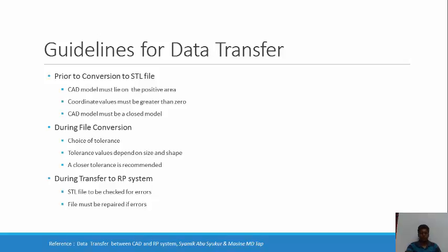A closer tolerance is recommended as it will approximate the model more accurately compared to a wider tolerance value, but a closer tolerance will also require more triangles and a larger file size.